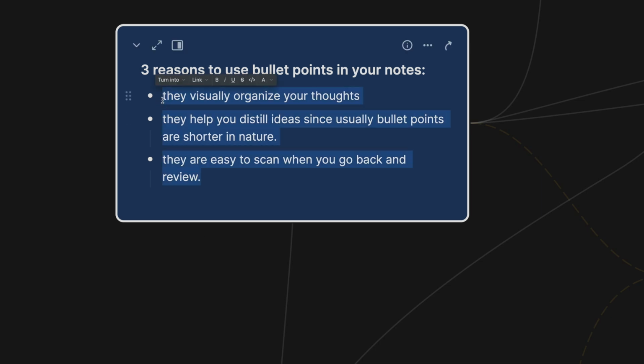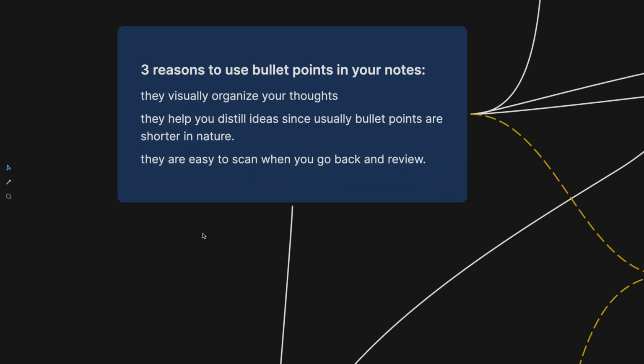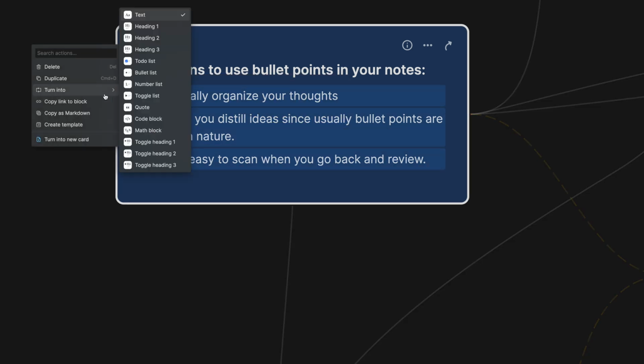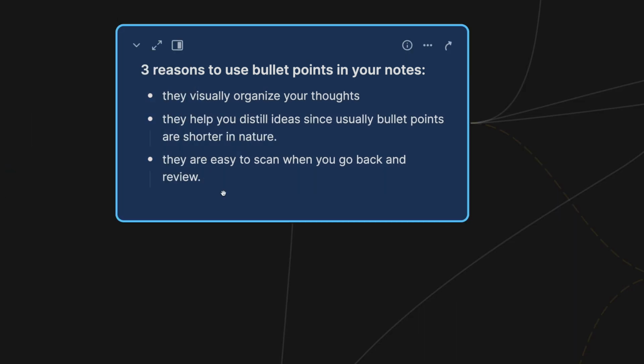So if I take these three and I turn them into just text. Okay, I have the same three ideas right here without bullet points, but you can see that it's a little bit harder to visually see where they stop and start. So by taking all of these and simply putting it in bullet points, it magically turns it, this is so simple, magically turns it into a more visually easy to understand way. So they visually organize your thoughts.